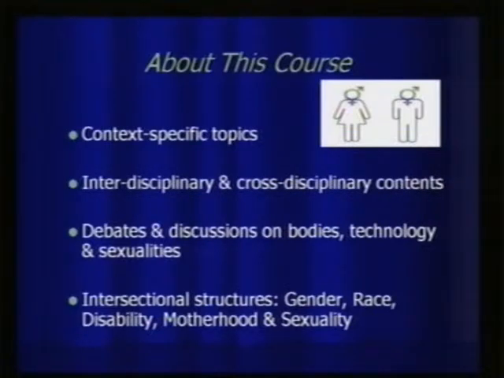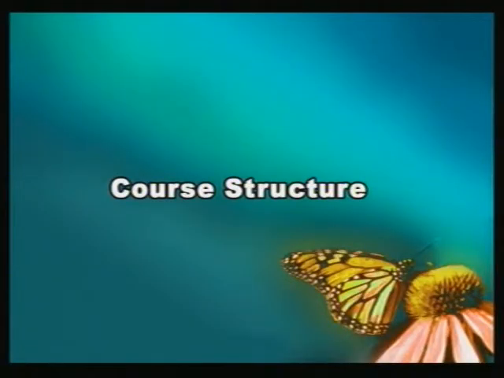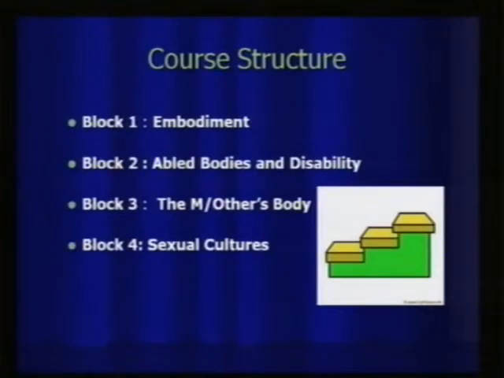So this particular course will have different thematic areas. However, it will be covering the interrelations and interlinkages between these areas in multiple contexts and multifaceted ways. As you can see, the course contains 4 blocks. The blocks are Embodiment, which is the first block, Abled Bodies and Disability, which is the second block, the Mother's Body, which is the third block, and Sexual Cultures, which is the fourth block.